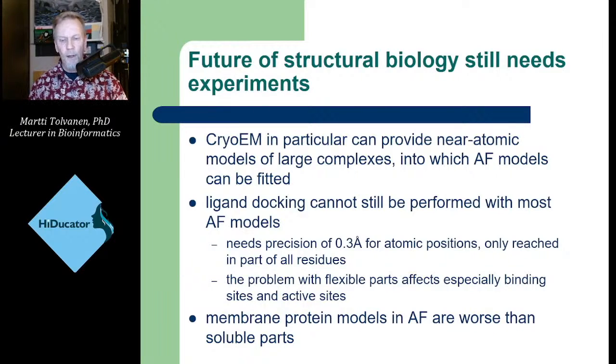And then what about ligand docking and drug design? That is still a problem with the theoretical models. The median accuracy or estimated error of atomic coordinates in AlphaFold models is said to be about 0.9 angstroms. And ligand docking needs a model or a real structure with a precision of 0.3 angstroms for atomic positions before you can make reliable predictions of a drug or a small molecule binding to a protein.